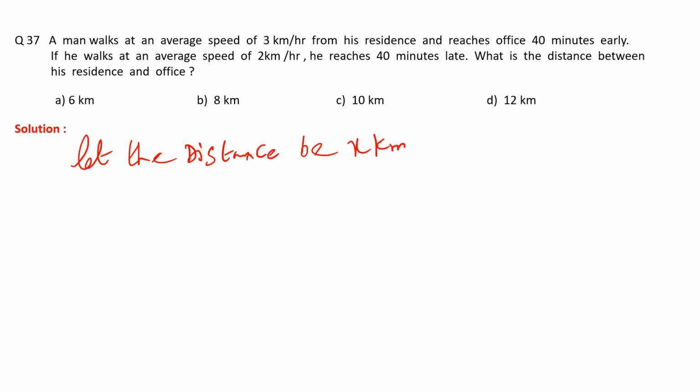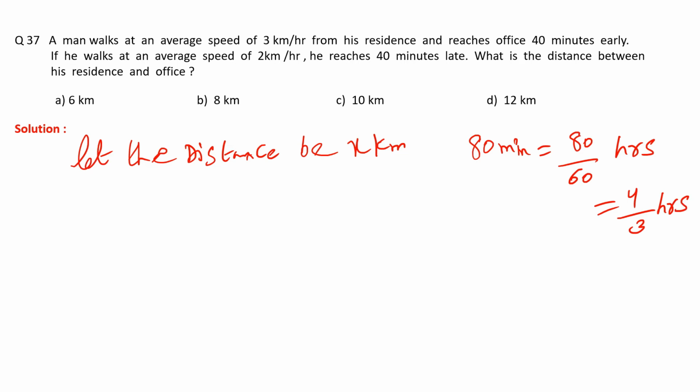Now, according to the question, the time difference between two situations is exactly 80 minutes. Why am I saying 80 minutes? Because in the first situation, he is reaching 40 minutes earlier than the scheduled time. And in the second situation, he is late by 40 minutes in comparison to the scheduled time. So the difference between these two times is 80 minutes, or we can also say it is 80 upon 60 hours, or just 4 by 3 hours.